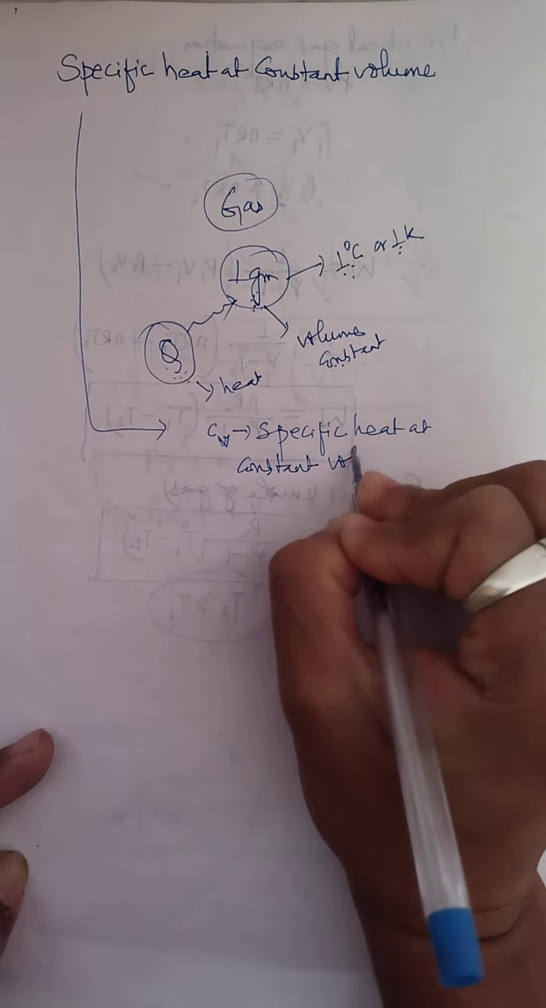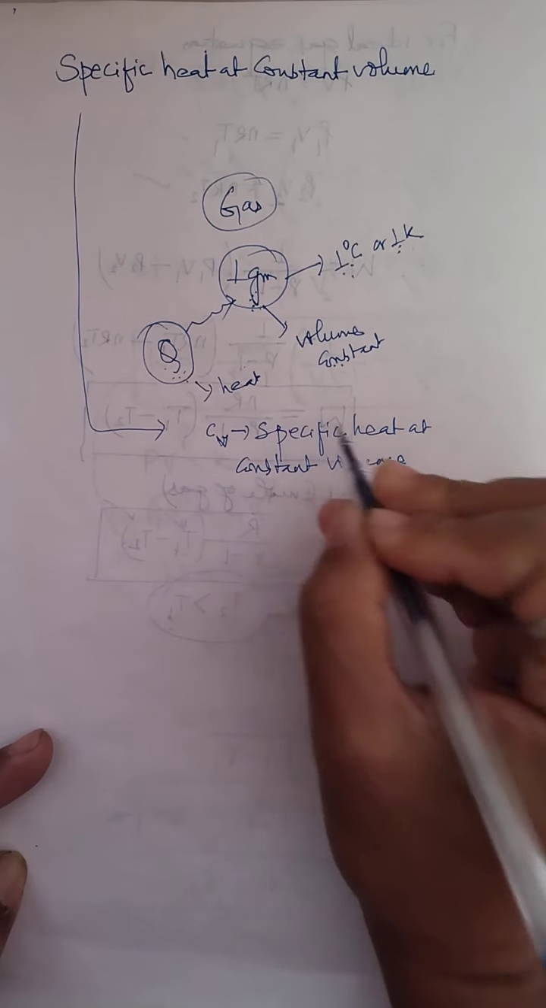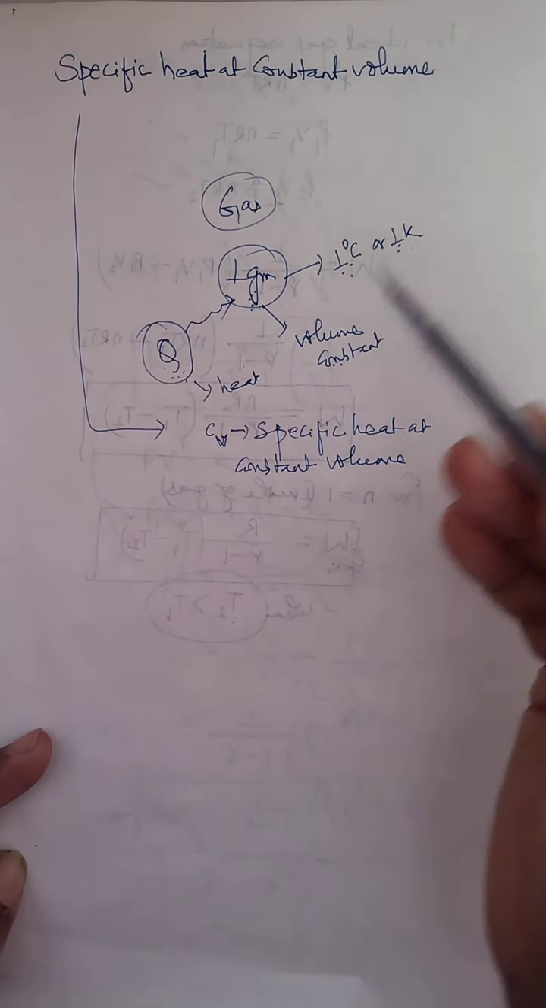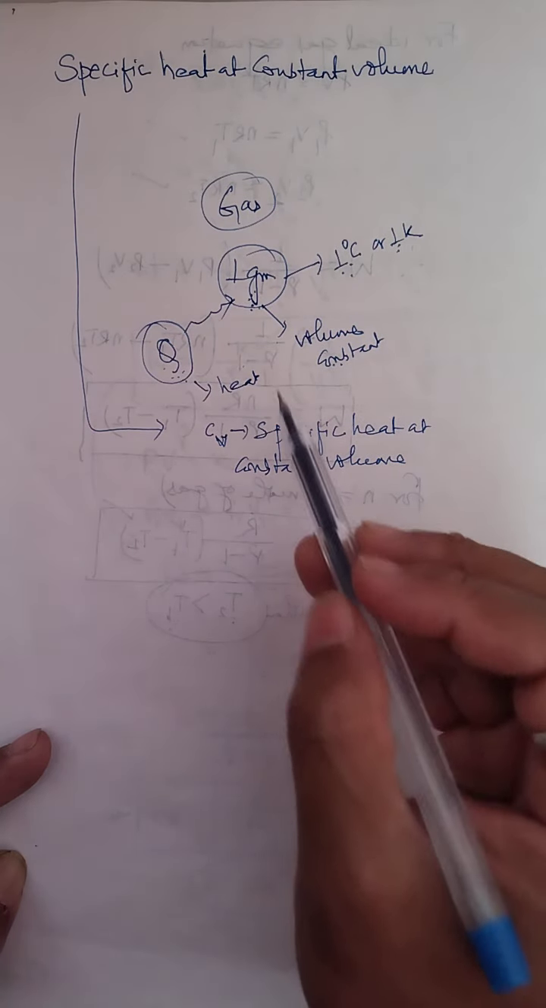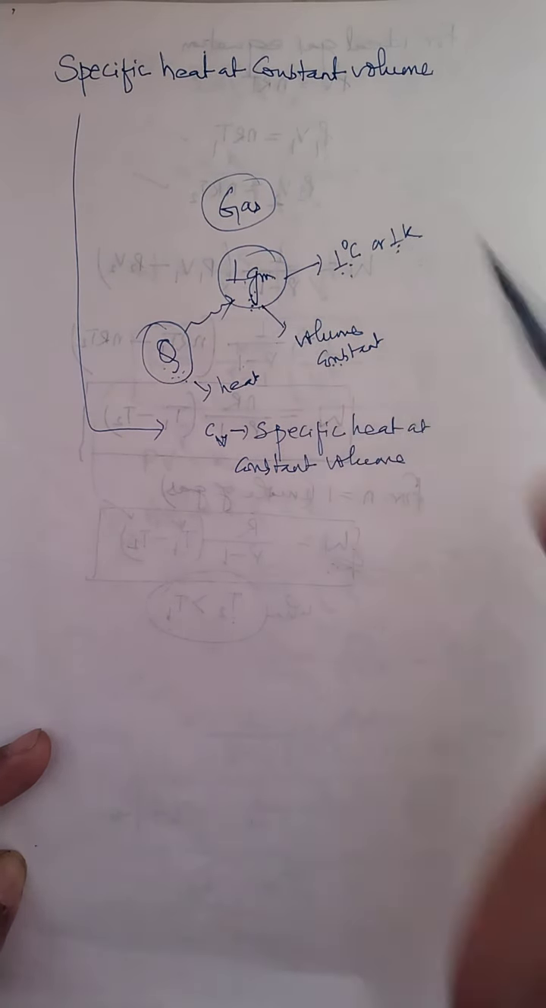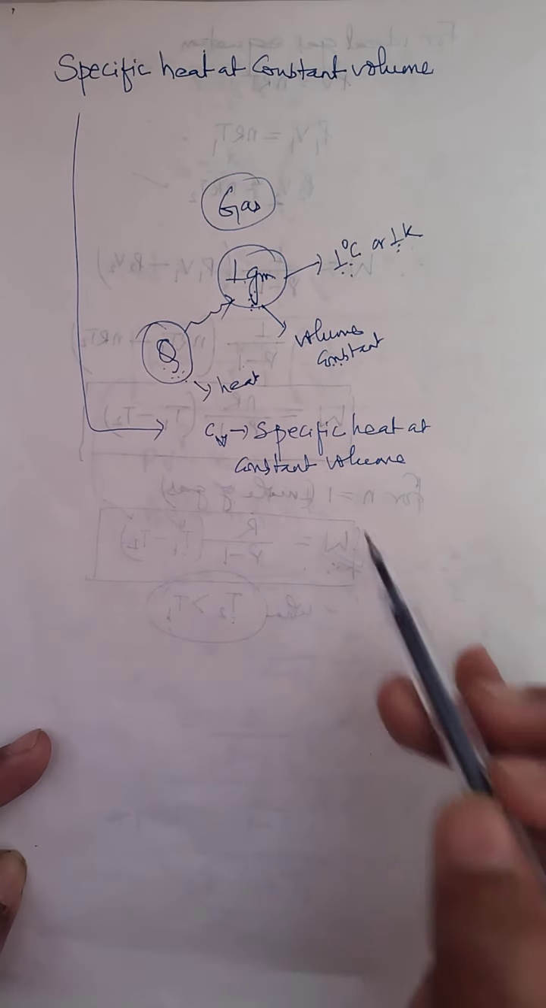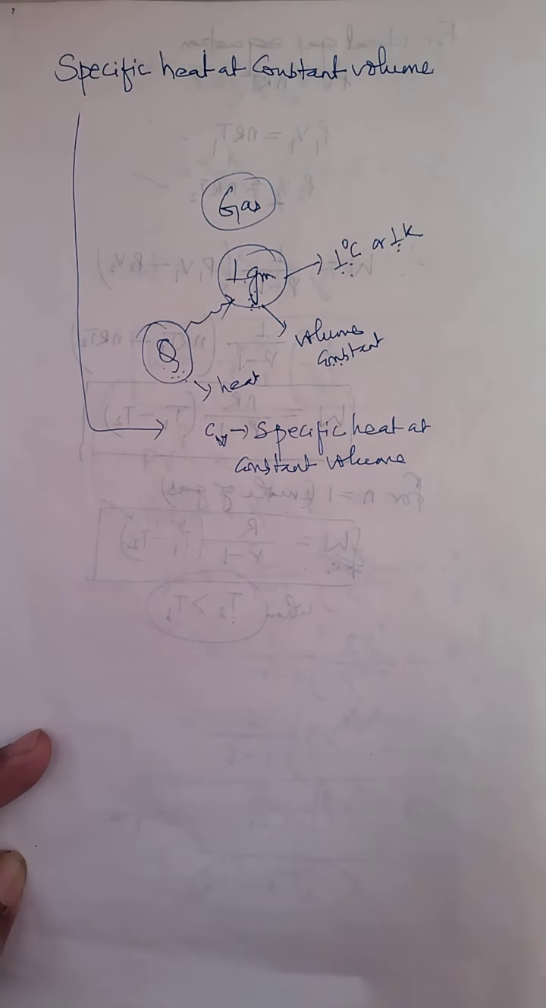But children, remember this, when I use the word specific, this means it is for unit mass of the gas. That's why the unit mass we have taken is 1 gram of the gas. So this is the definition of specific heat capacity, which we also call specific heat at constant volume of the gas.